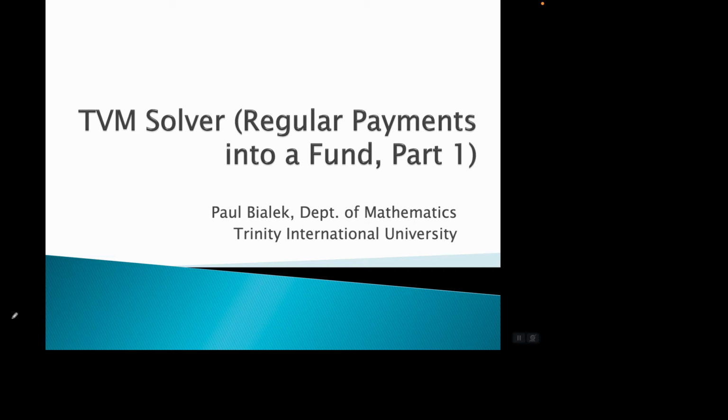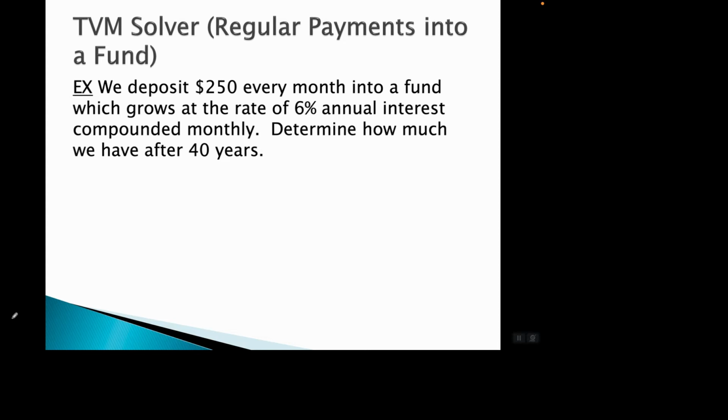Let's talk about using the TVM solver to make regular payments into a fund. Part 1. We deposit $250 every month into a fund which grows at the rate of 6% annual interest compounded monthly. Determine how much we have after 40 years.